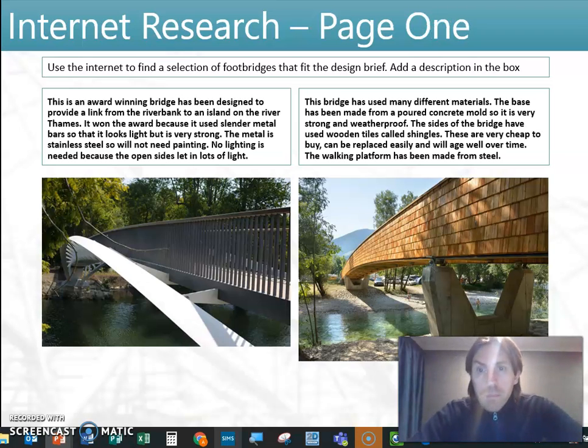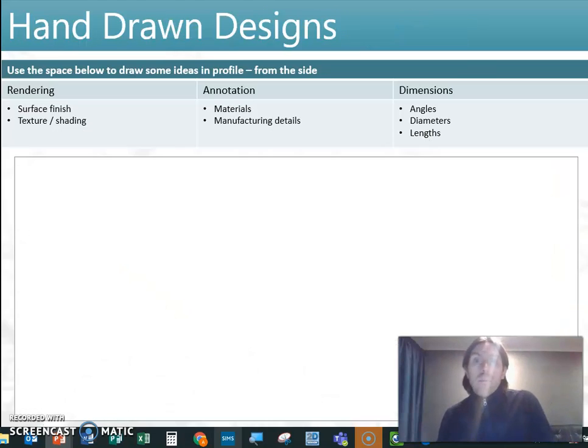So, for example, here, I've found my 2 favourite bridges. The first one on the left is across the River Thames. It's beautiful, it's sleek, it's modern, it looks great. It's the sort of thing that would complement any house, any building. Wow, look at that beautiful bridge. The one on the right is different. It's made of different materials, more sustainable materials. It's made of wood, a variety of materials. It's going to have a different finish. So have a look on the internet and give me some ideas. And more importantly, write in the box what you think.